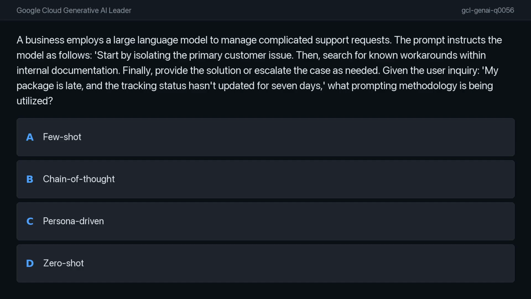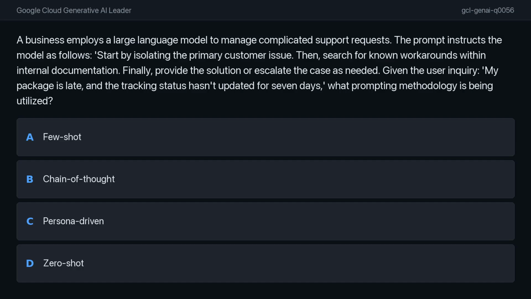Given the user inquiry, my package is late and the tracking status hasn't updated for 7 days, what prompting methodology is being utilized? Option A, few shot. Option B, chain of thought. Option C, persona-driven. Option D, zero shot.